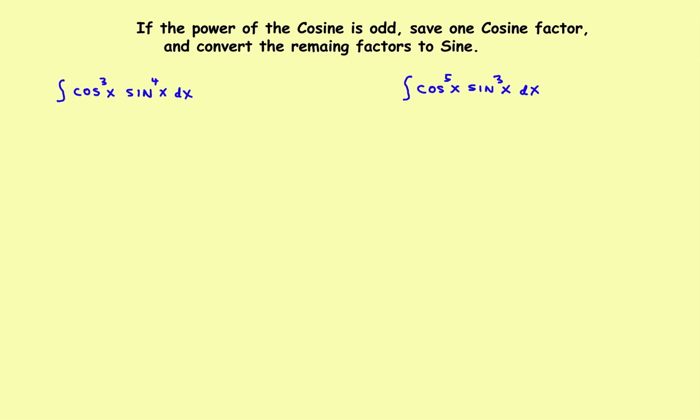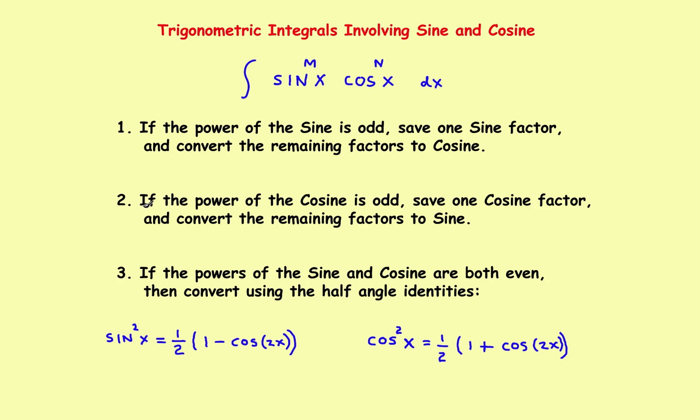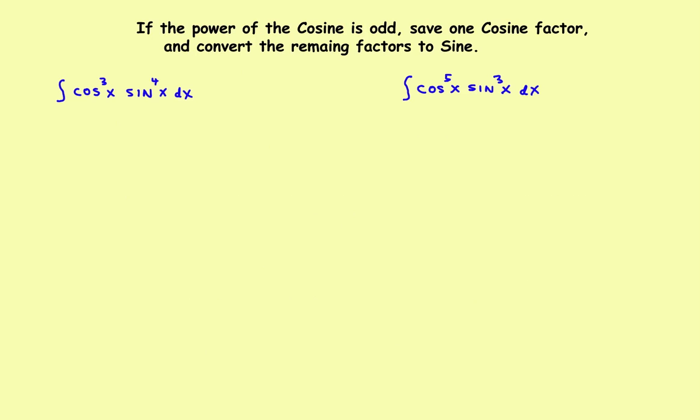Okay, now again, let's go back to the rules again. Now we're going to look at this second step. Suppose the power of the cosine is odd. This time, save a cosine, change the remainder to sine. So it's sort of like the thing we've just been doing, just a little bit different. You're working with cosine this time.